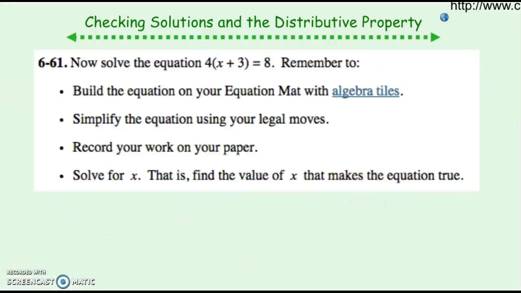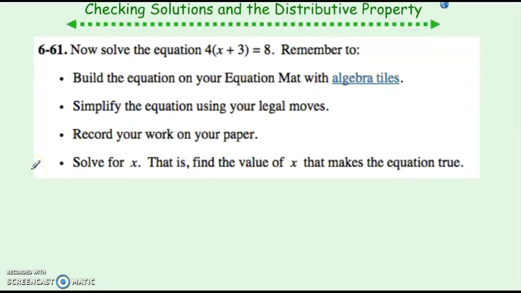61 is the next. Now solve the equation 4 times x plus 3 equals 8. Remember to build the equation on your equation mat with algebra tiles. Simplify the equation using legal moves, record your work on paper, and solve for x. That is, find the value of x that makes the equation true. So if you think that you have this, I would like you to pause the video and try it on your own. If not, I'm going to go through this step by step right now.